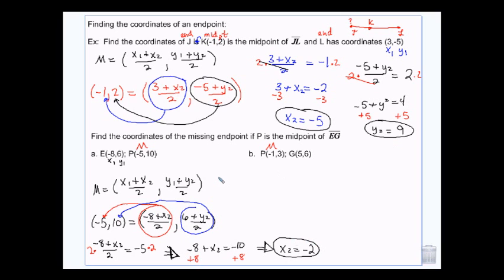And then when I do the other one, I have 6 plus y2 divided by 2, and I set that equal to 10. Multiply both of these by 2, and I get 6 plus y2 is equal to 20. Subtract 6, and I get y2 is equal to 14. This is my other end.